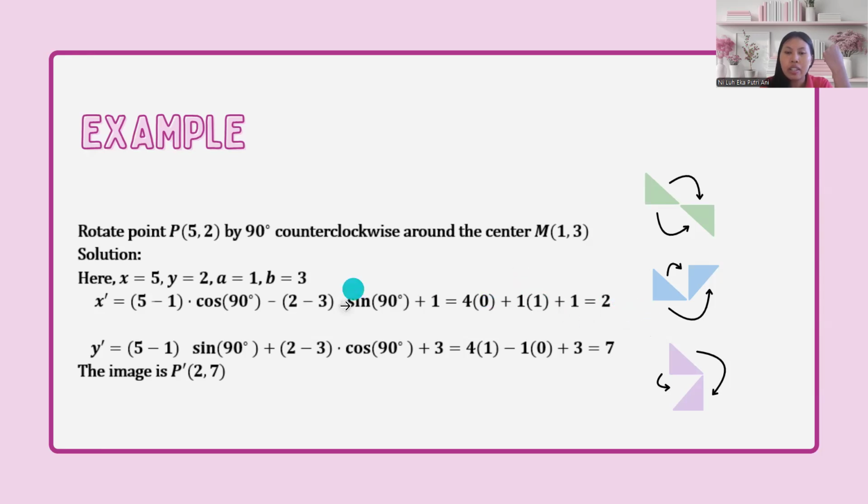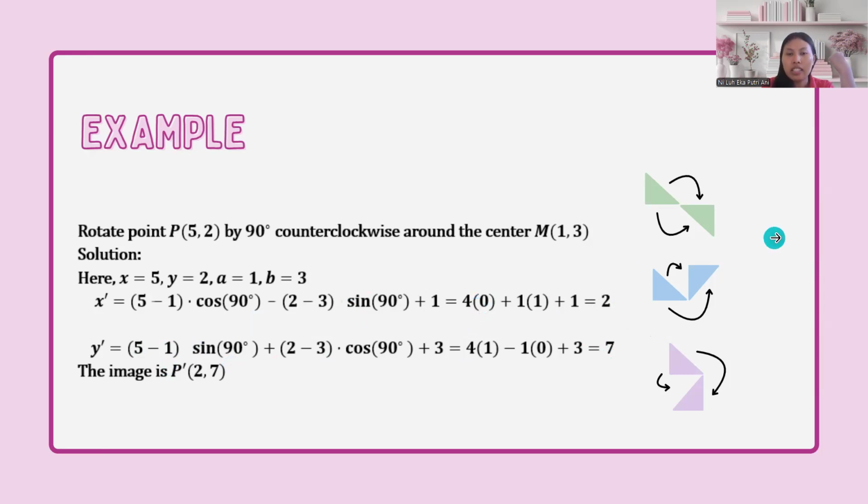So y' = (5 − 1) sin 90° + (2 − 3) cos 90° + 3, and we get 7. So the image is P'(2, 7).